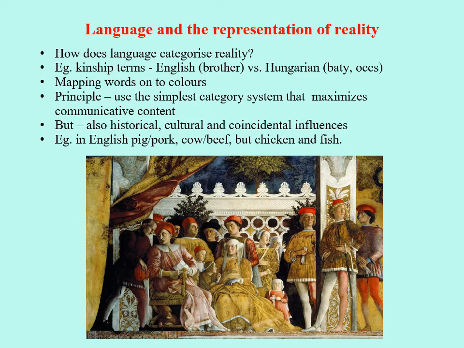Here is another example. In English, because of the Norman conquest and the infusion of Latin words into the Anglo-Saxon base, we have two words for pig and pork and cow and beef. One denotes the animal and the other denotes the cooked version of the animal. Pork and beef are the Latin origin words, pig and cow are the Saxon origin words. But chicken and fish, for example, do not have that difference. So in some ways, the words we have to map reality are partly arbitrary and subject to the coincidence of historical changes.